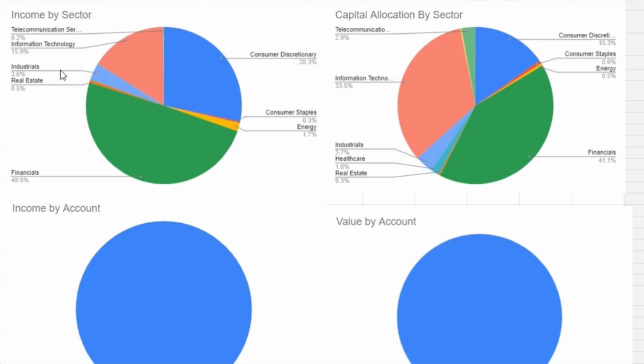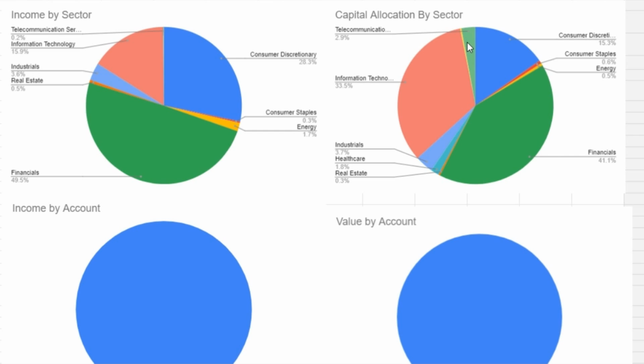But comparing to industrials, this is more like the airlines that he has investments in. Those are about the same with respect to value and income, respectively. 3.7% in terms of value and 3.6% in terms of income coming from that.